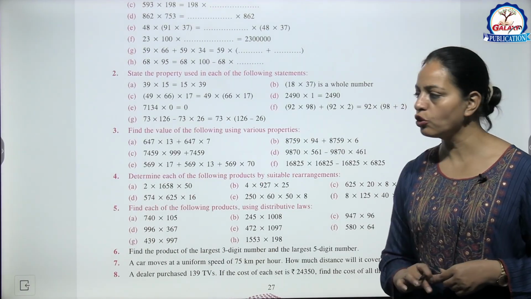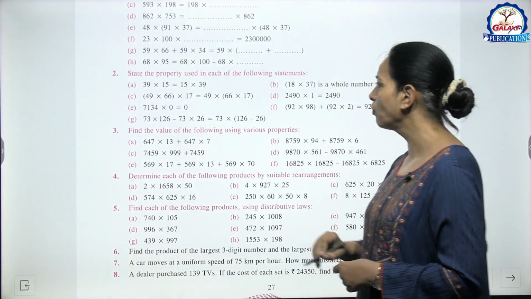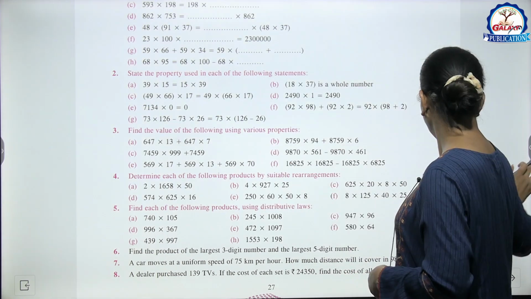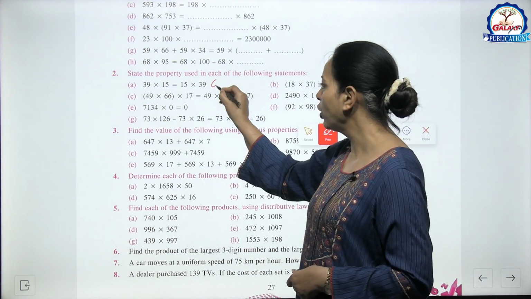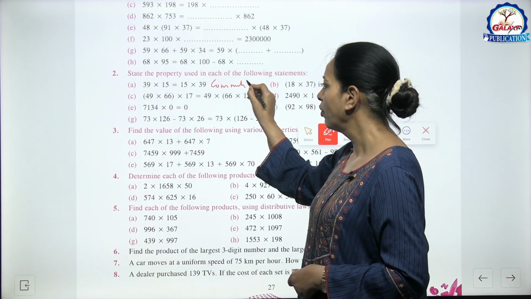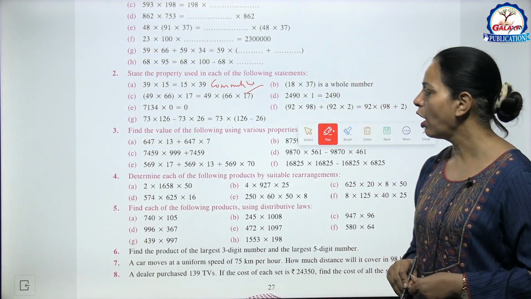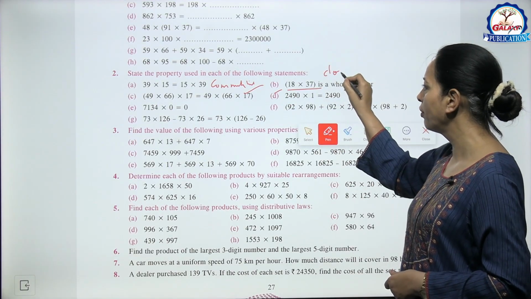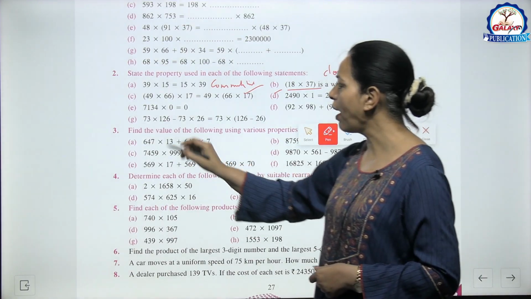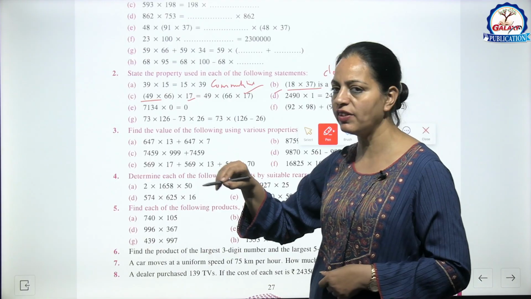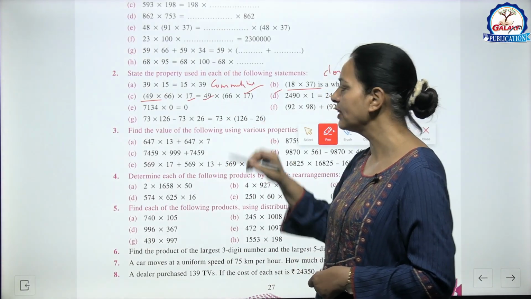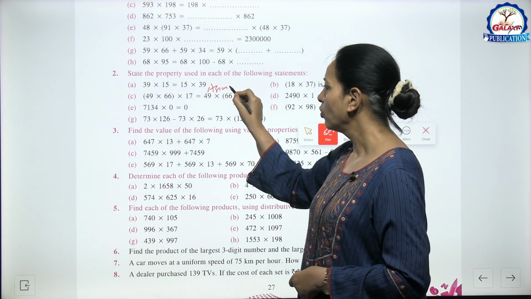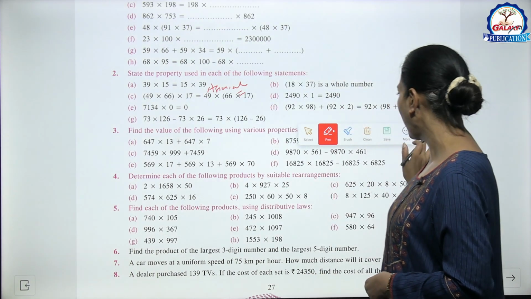Now come to question number 2. State the property used in each of the following statements. Like the A part, 39 into 15 equal to 15 into 39. Which property? We are using commutative. Okay. Now here B part, 18 into 37 is a whole number. Closure. Okay, like C part, 49 into 66 into 17, then 49 into bracket 66 into 17. This is associative. Okay, similarly you can try the remaining parts, right?